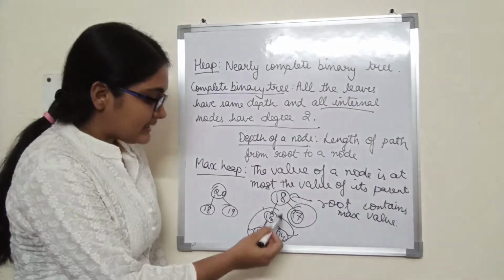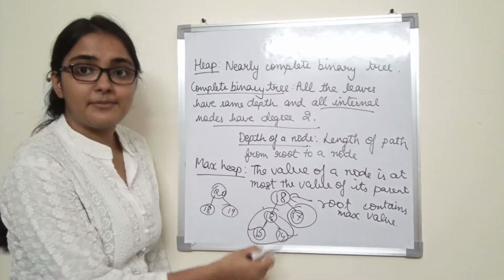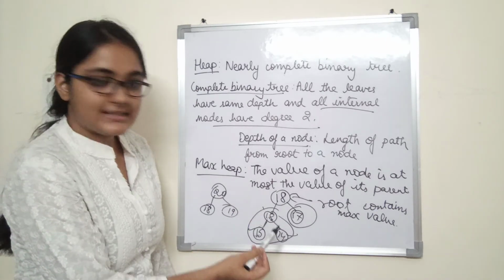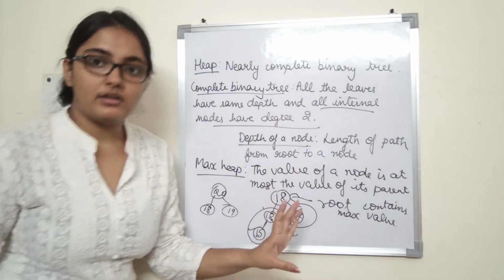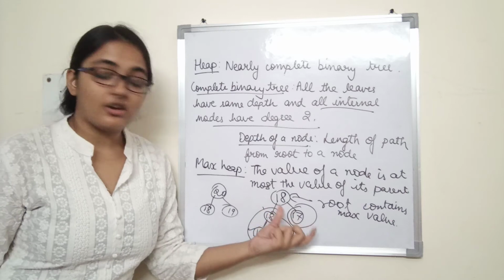Now this is another tree. The left subtree itself has to satisfy the max heap property. The left subtree should also be a max heap, and the right subtree should also be a max heap. Now this is a leaf. A leaf is already a max heap.